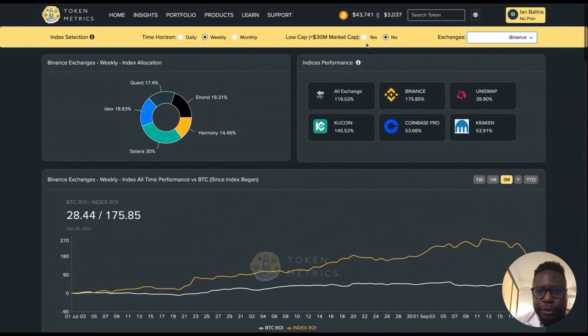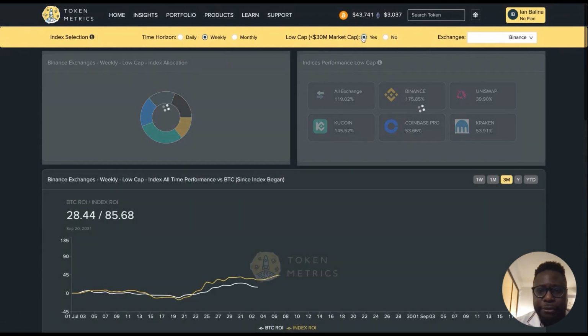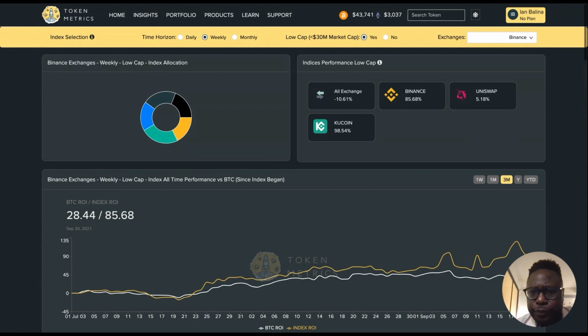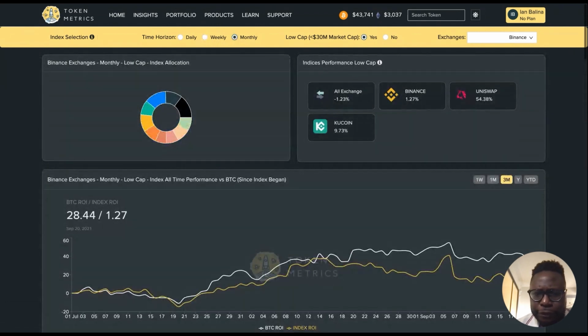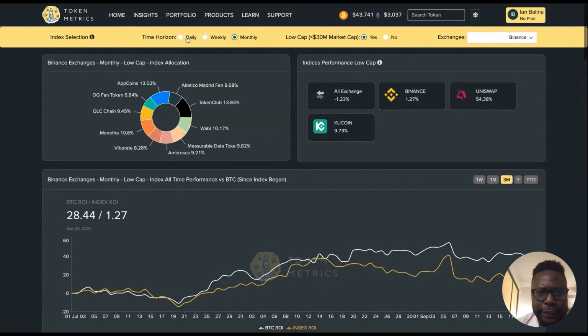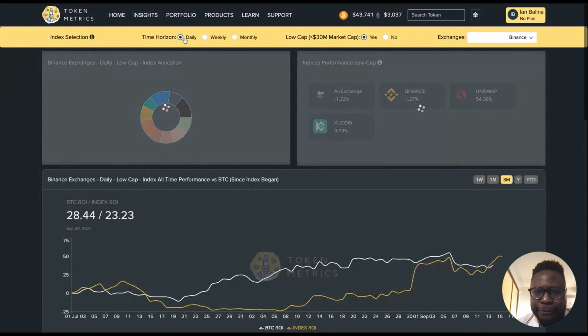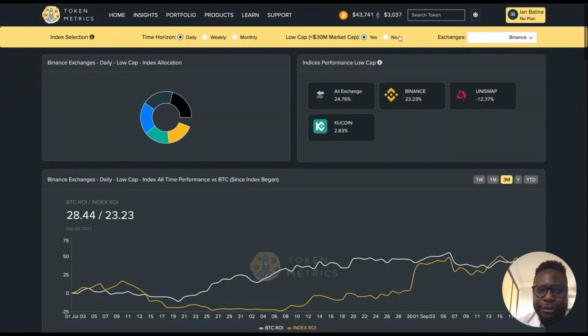Let's actually now go to low cap and see what the best low caps are. So right now we have KuCoin, Binance. Let me check out monthly and see how monthly is doing. Okay, monthly is not doing too well. Yeah, low caps are getting wrecked right now. And daily is probably the same. Yeah, so it doesn't really make sense to hodl any low caps at the moment.